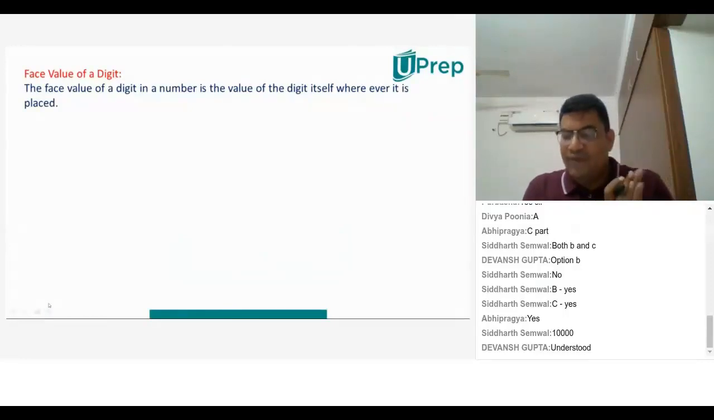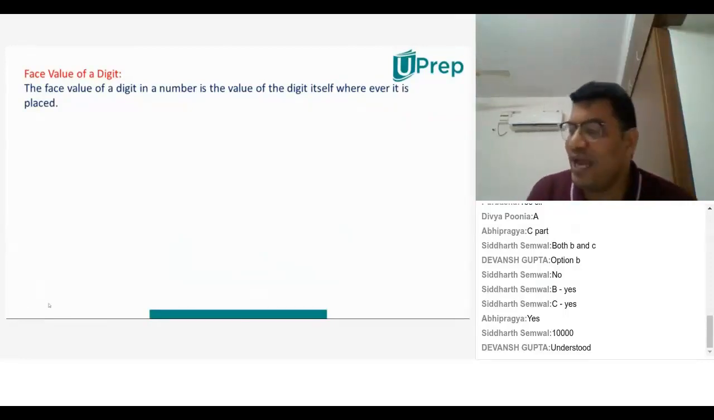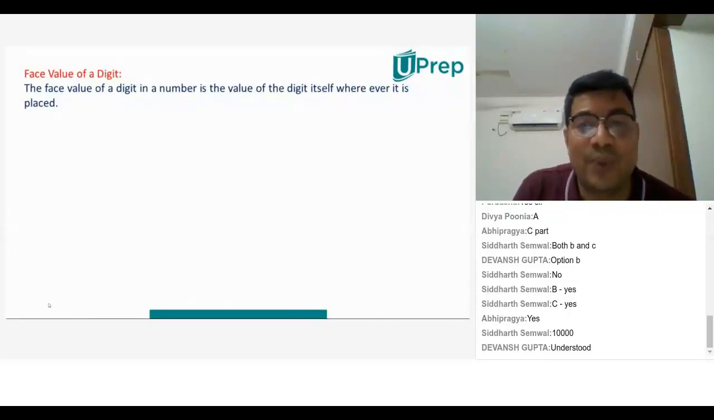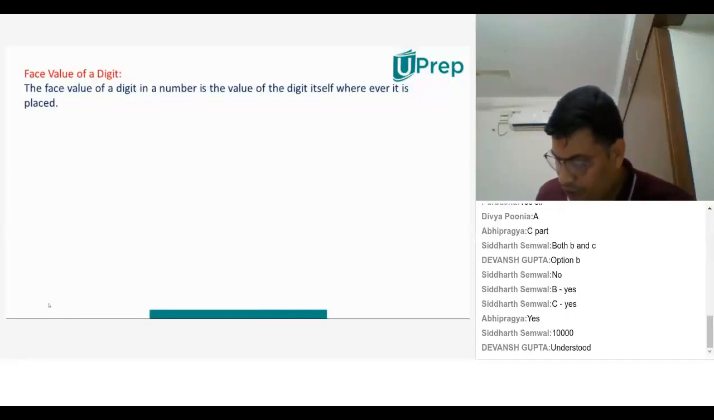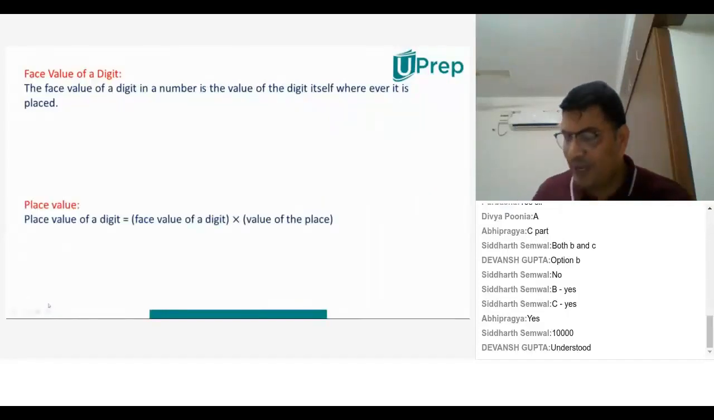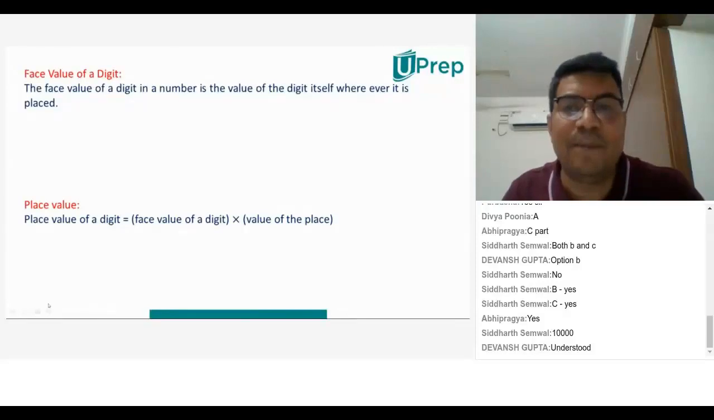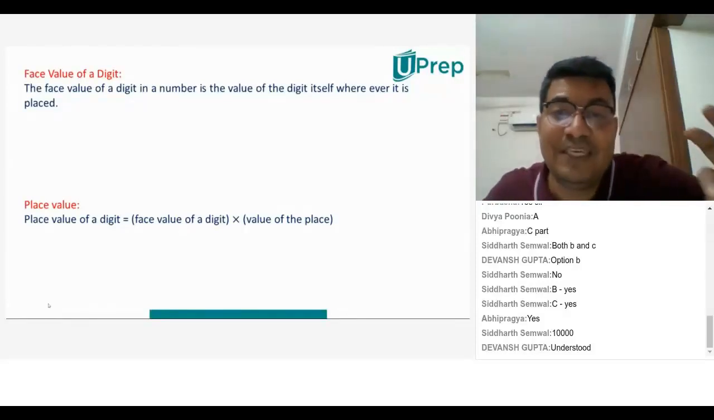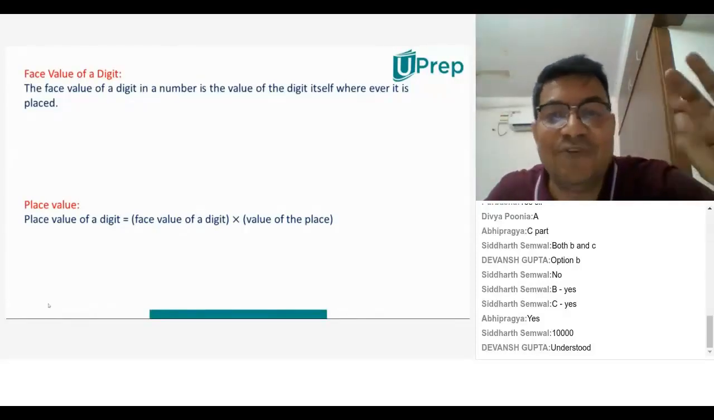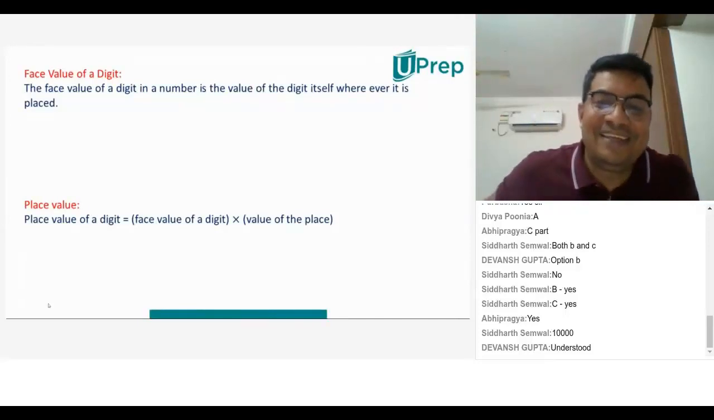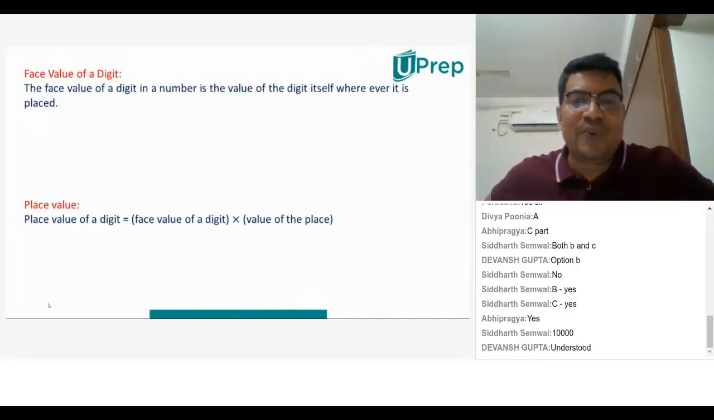We'll understand that the face value of a digit in a number is the value of the digit itself, wherever it is placed. Let's understand face value, and also what is called place value. Can anyone explain the difference between a face value and a place value? First mention it in the chat box. Whoever writes first, I'll give a chance to speak. Explain with an example. Anyone?